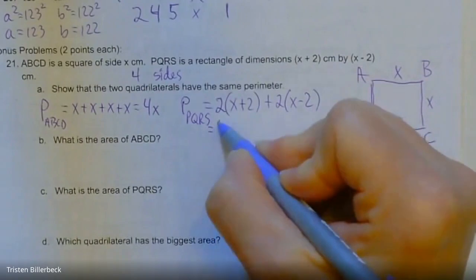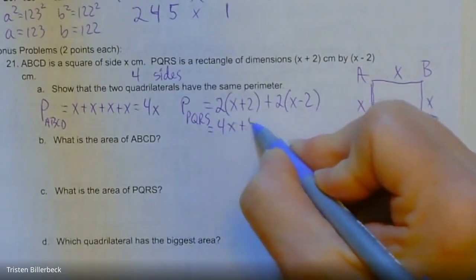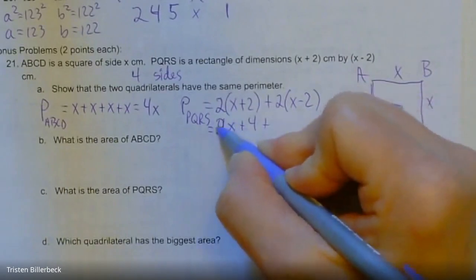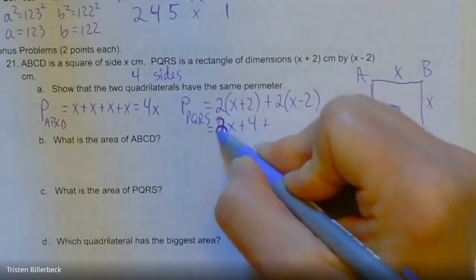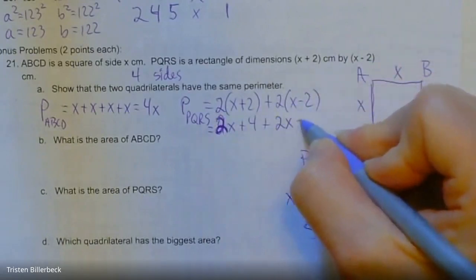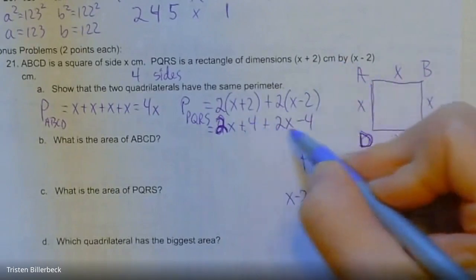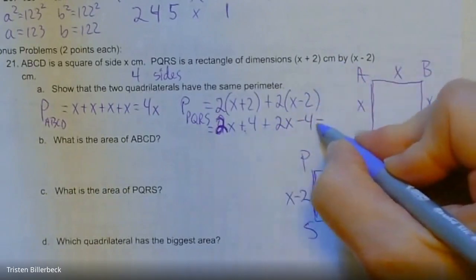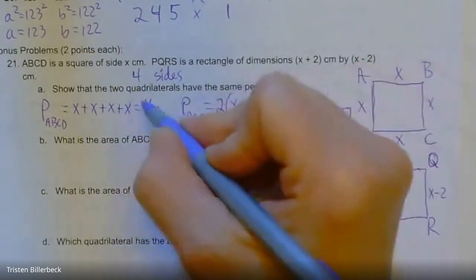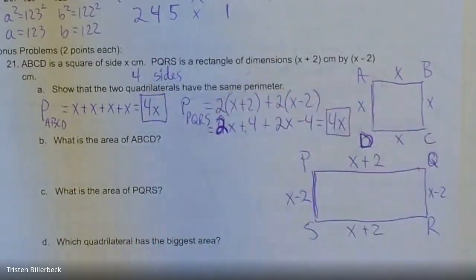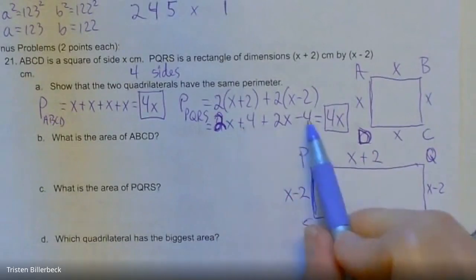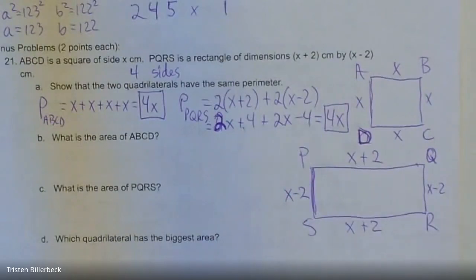So that gives us 2x plus 4, and then 2x minus 4. So the 4's cancel and the 2x's add, so we have 4x. So both of them equal 4x. So that is showing it. Okay, so 4 plus 4x minus 4x is 0, so it cancels.